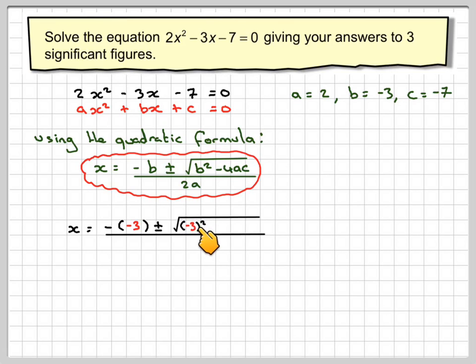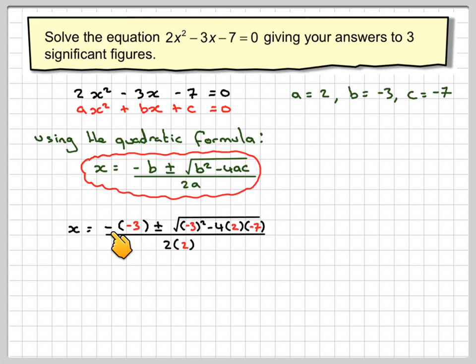A quite common mistake here is just to write minus 3 squared with no brackets, and then when you actually square it you write down minus 9, when in fact it is actually 9, because minus 3 times minus 3 is 9. So using the brackets is very, very important. Minus 4 times a, which is 2, times c, which is minus 7, all over 2a. So it's 2 times a, which is 2.